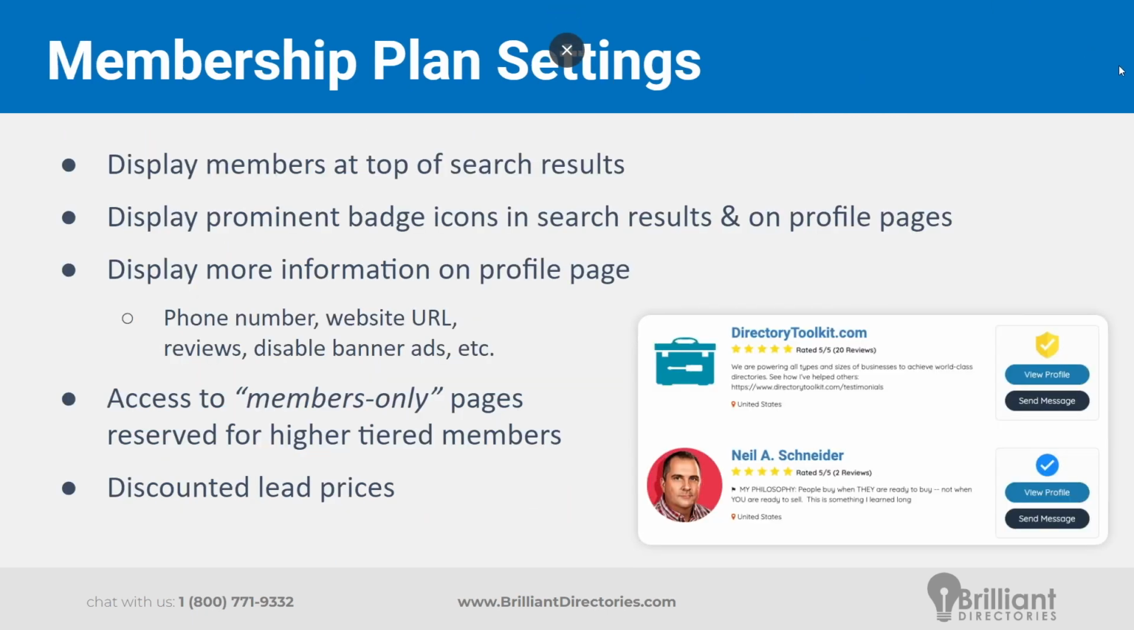So diving right into it here, first we'll talk about some of the simple membership plan settings or configurations that are available on a membership plan basis. And then we'll get into some of the more individualized stuff later on here. But some of the basics, first of all, displaying members at the top of search results. For your premium members, you can configure the display order in search results based on membership plan. You can also associate badges with each membership plan.